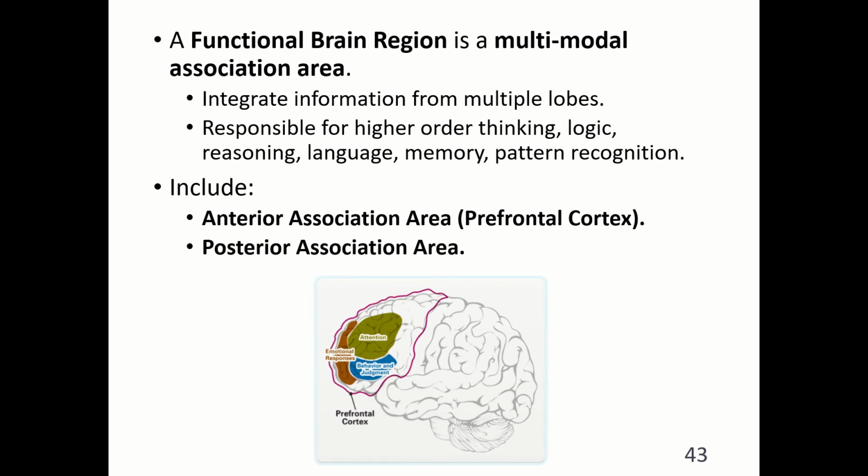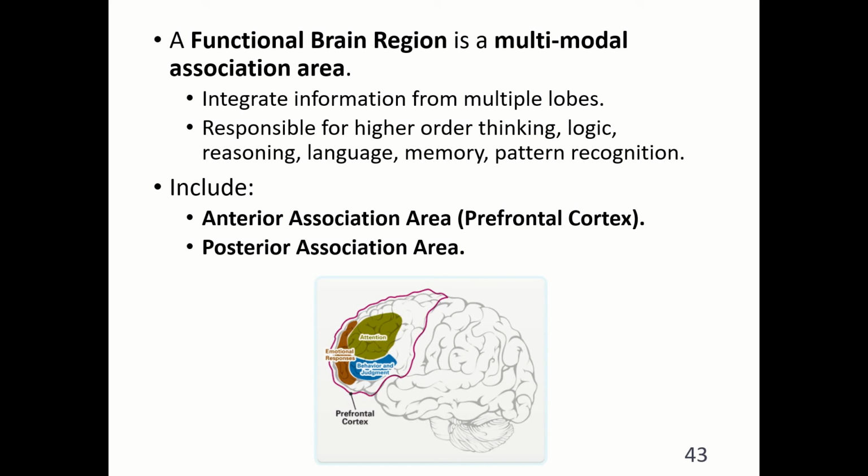A functional brain region is a multi-modal association area. This is often abbreviated MMA, like mixed martial arts. But it's a multi-modal association area, MMA. The multimodal association areas integrate information from multiple lobes. They are responsible for higher order thinking, logic, reasoning, language, memory, and pattern recognition.